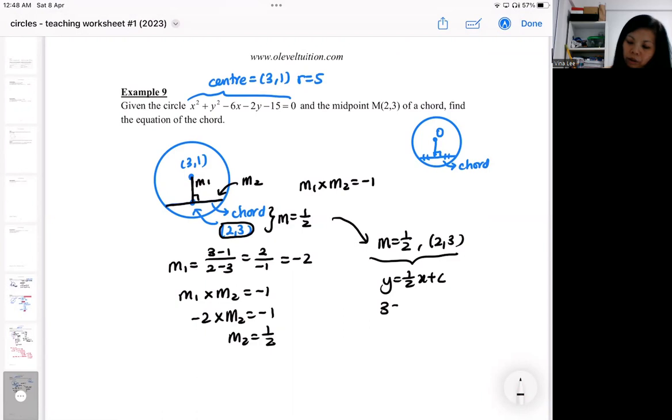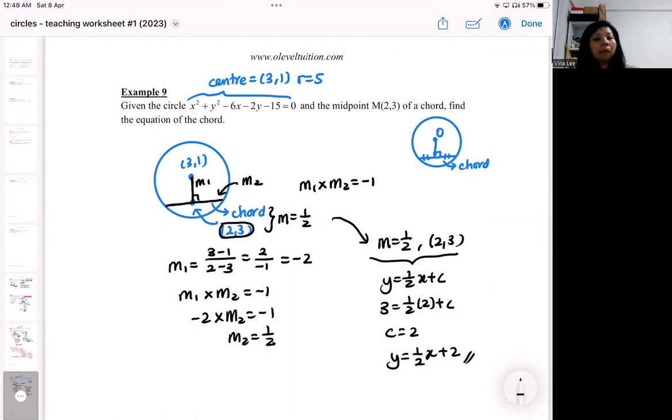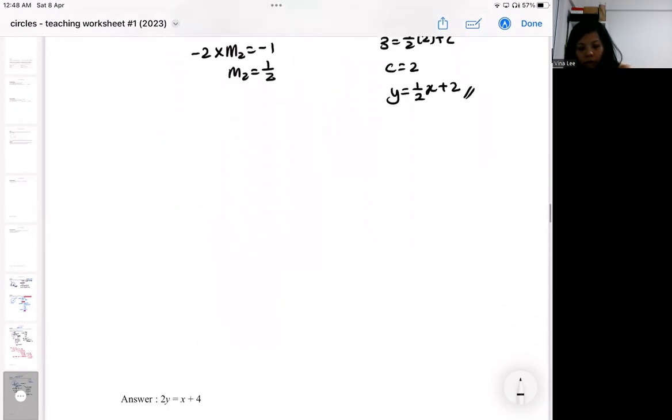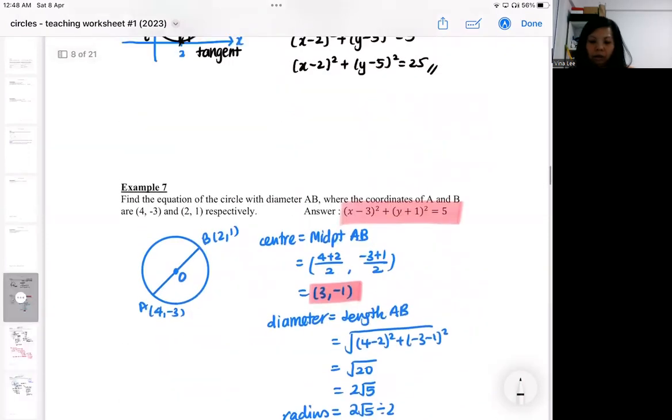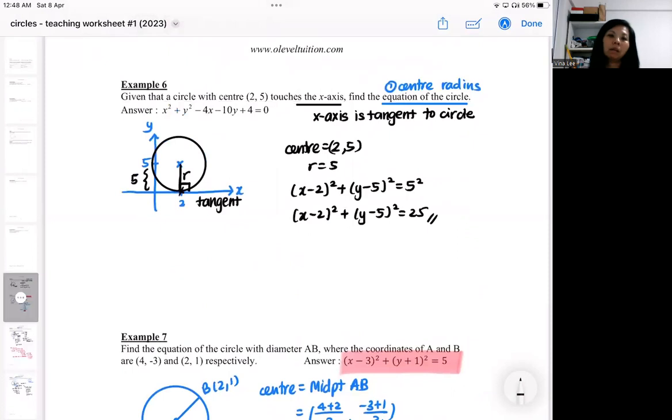So the strategy doesn't change. You realize that as long as it's perpendicular, I will use the formula. And the equation is always mx plus c. You need a gradient and a point. So these are the few questions that involve properties of circles, and it also helps that you actually draw it up. Generally, if a question doesn't draw it for you, do draw it up. It will help in the visualization.